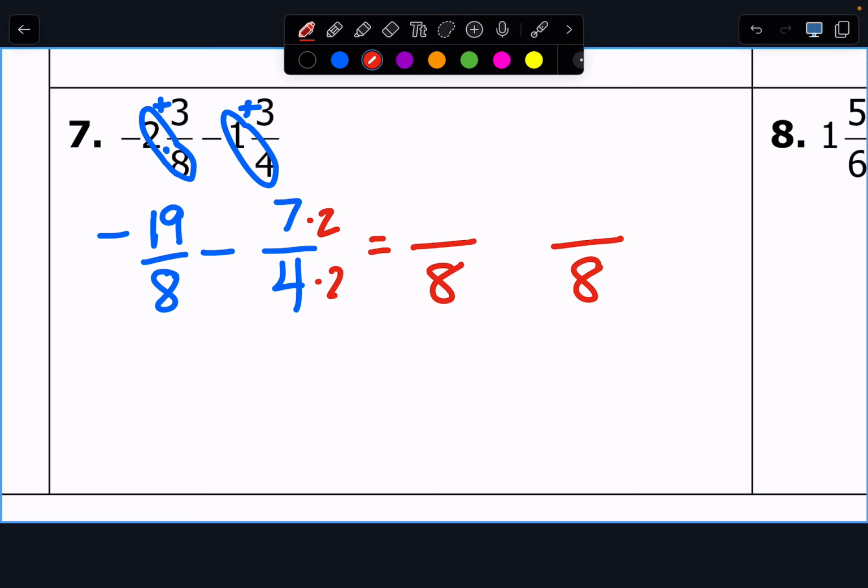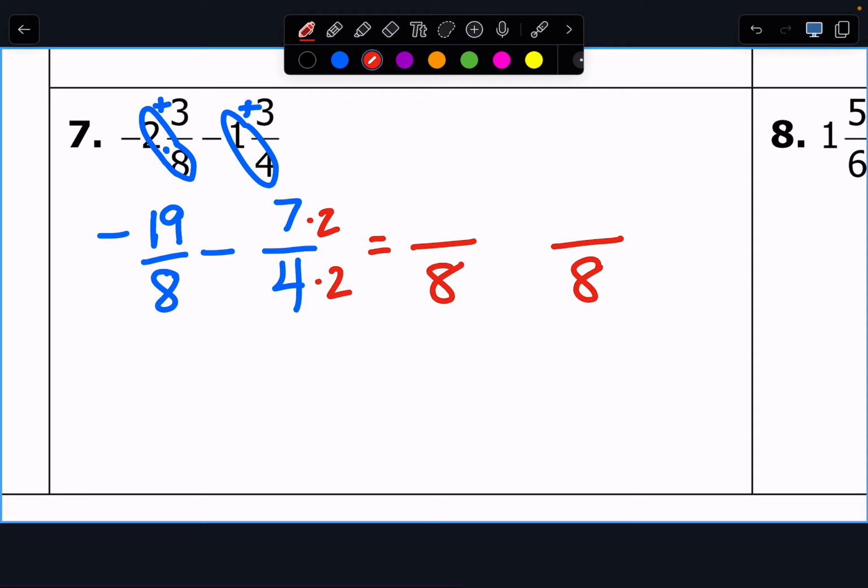So let's go ahead and multiply our second fraction by 2 over 2. Remember, we have to multiply numerator and denominator. Okay, so we're going to keep our first fraction as negative 19/8. Please make sure the negative stays with it. Minus our second fraction becomes 14 over 8.